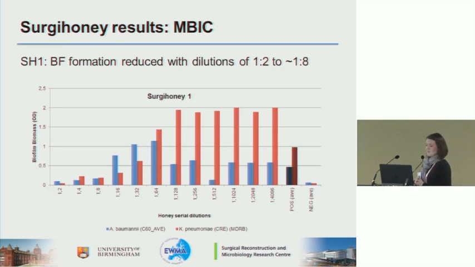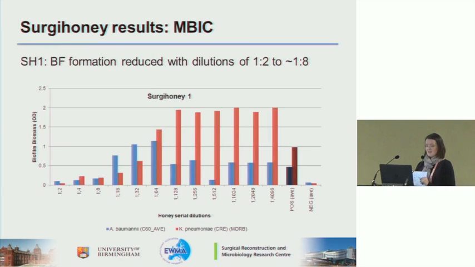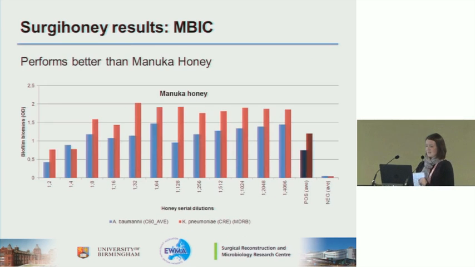So for this experiment, you can see that the biofilm formation was reduced when you used Surgihoney dilutions from 1 in 2 to 1 in 8. And out of interest, I also tested Manuka honey on these same organisms. So these are Acinetobacter baumannii and a carbapenem-resistant Klebsiella pneumoniae. And when I tested Manuka honey, you can see that there was a slight reduction in biofilm formation at 1 in 2, but Surgihoney was a lot better in this experiment.